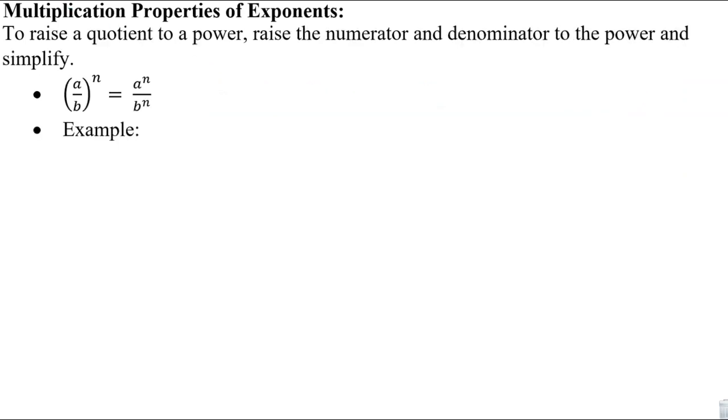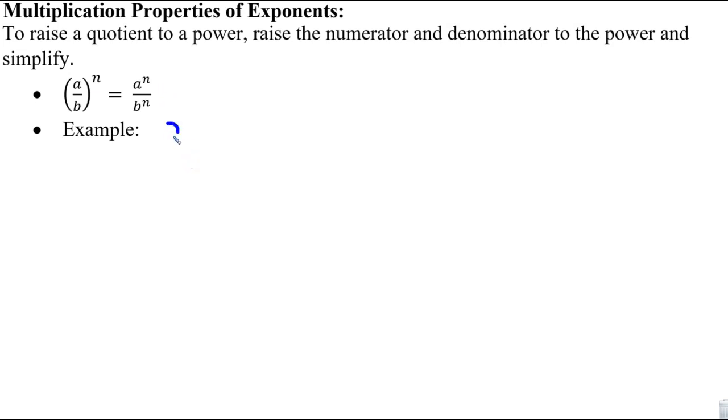We also have a similar rule for raising a quotient to a power. We'll say to raise a quotient to a power, raise the numerator and denominator to the power and simplify. So if I have a over b all raised to the nth power, we can just distribute that n to the a and to the b. Okay, so it goes to both the numerator and the denominator to give me a to the n over b to the n.